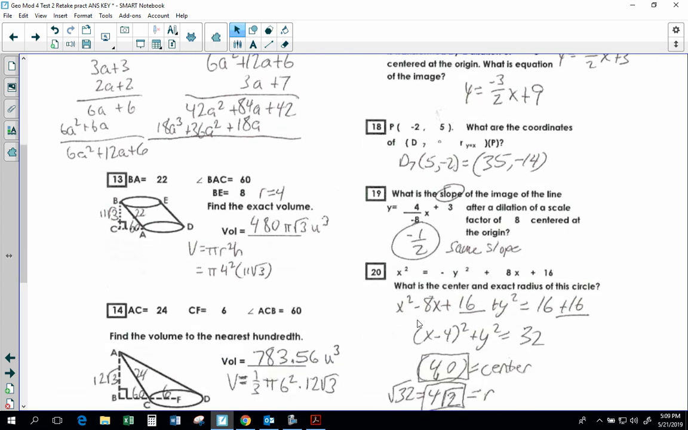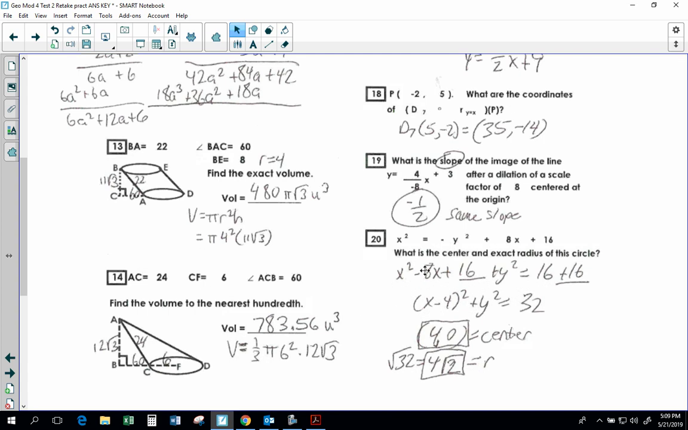Okay, 20, and then we'll come back to these two over here. What's the center and exact radius of the circle? Remember, on the circle, we need all of our x's and y's to one side, and we can leave the constants on the right side. So I add the y squared across, and I subtract the 8x across. Remember, the x's stay together and the y's stay together.